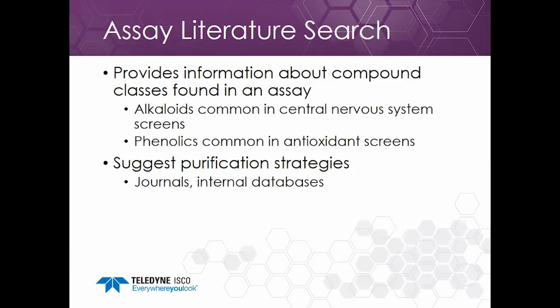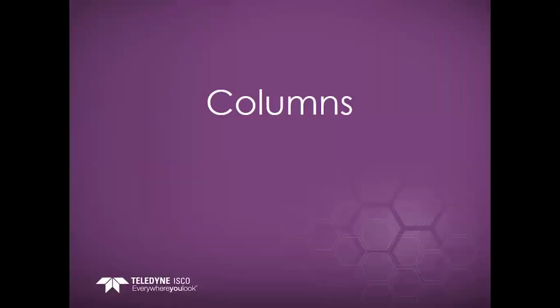The fact that you find certain classes of compounds also suggests purification methods. For example, alkaloids are easily purified on ion exchange columns, and when they come off the ion exchange, they are often ready for prep HPLC without further workup. It does suggest purification strategies. Also, look at your internal databases. If you think that you have a similar compound, see what's been run already at your company.